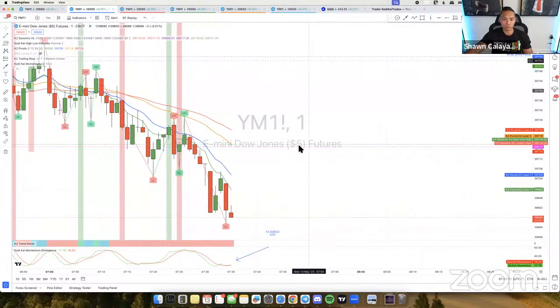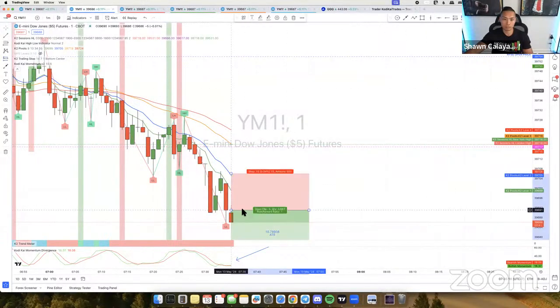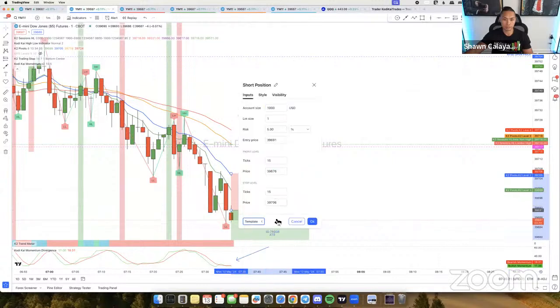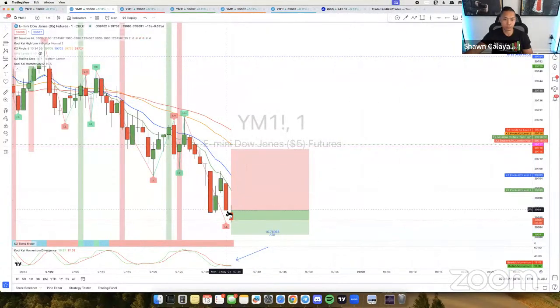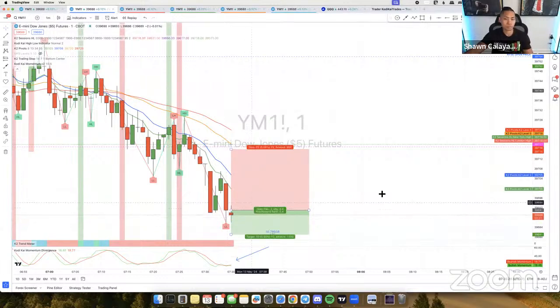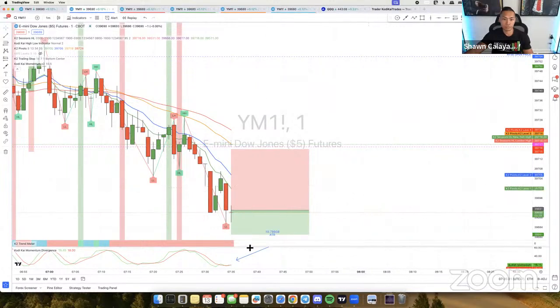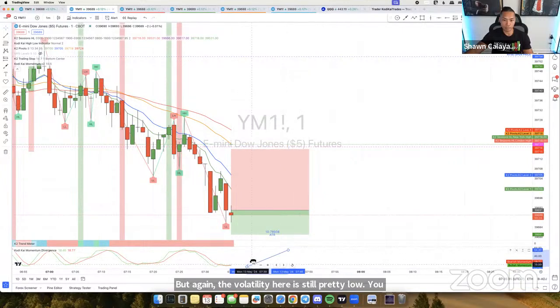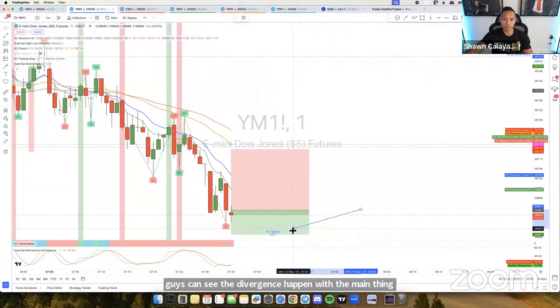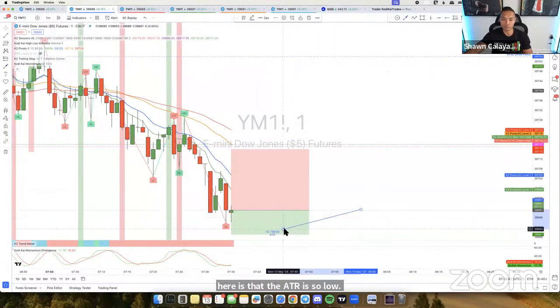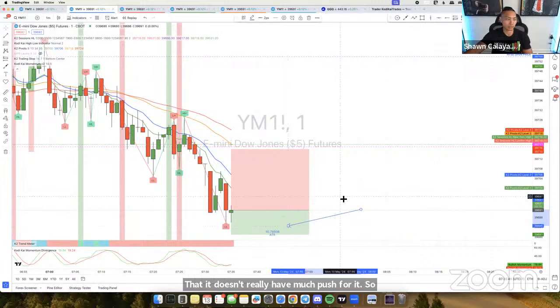All right, so let's see. The divergence there looks like it filled right there actually. So that's where the divergence would have happened on the close of that candle. But again, the volatility here is still pretty low. As you guys can see, the divergence happened, but the main thing is that the ATR is so low that it doesn't really have much push to spike down like it should.